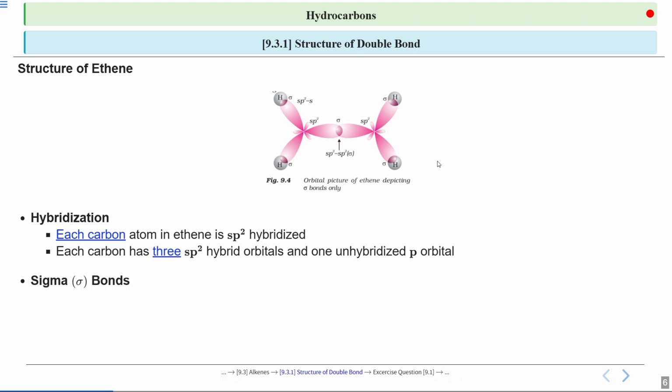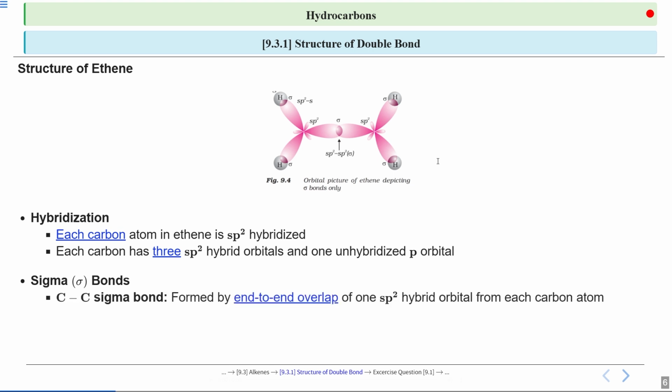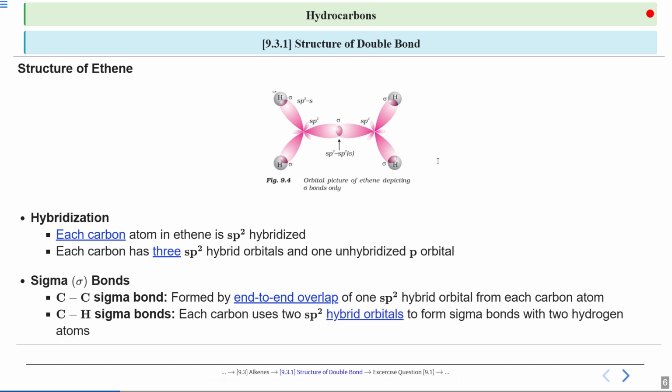discuss shortly. Now let us focus on the sigma bond in ethene. The C-C sigma bond in ethene is formed by the end-on-end overlap of one sp2 hybrid orbital from each carbon atom. You can see it in the diagram. So this overlap creates a strong bond that is the backbone of the ethene molecule. And each carbon atom also forms one C-H sigma bond using its remaining sp2 hybrid orbital. So these bonds are formed with hydrogen atoms, completing the structure of ethene.